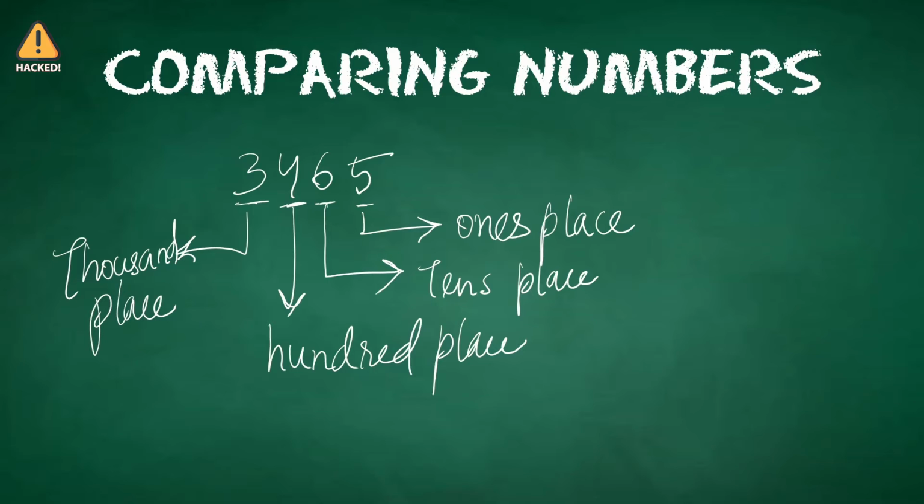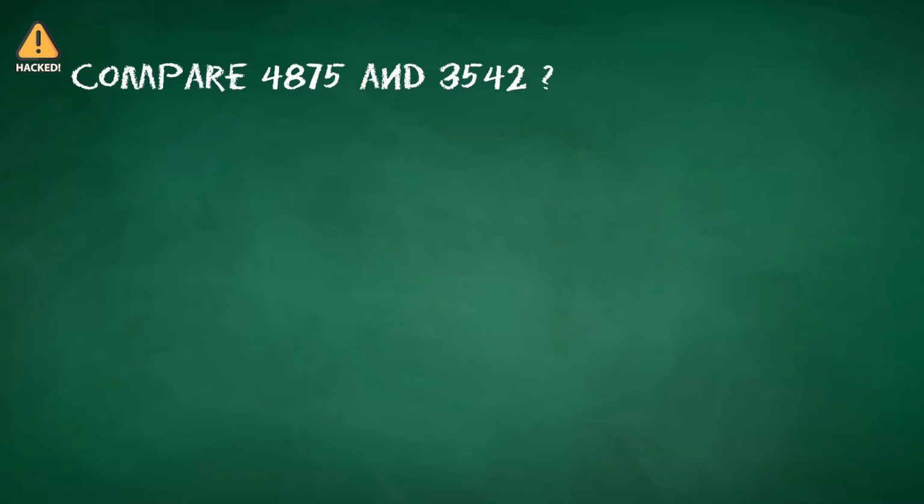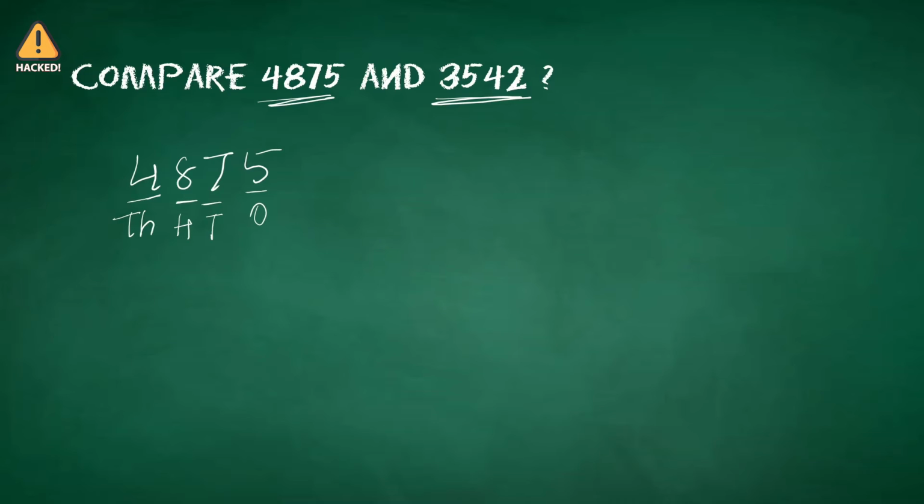So how can this help you in comparing numbers? Let me tell you how. In this question, they have told us to compare 4,875 and 3,542. In 4,875, 5 lies in the ones place, 7 lies in the tens place, 8 lies in the hundreds place, and 4 lies in the thousands.